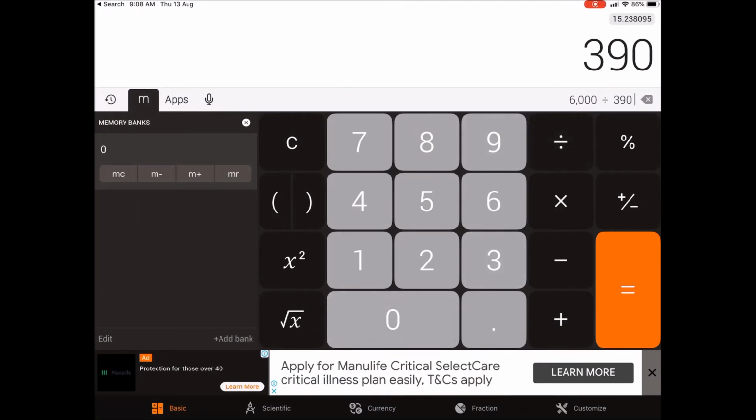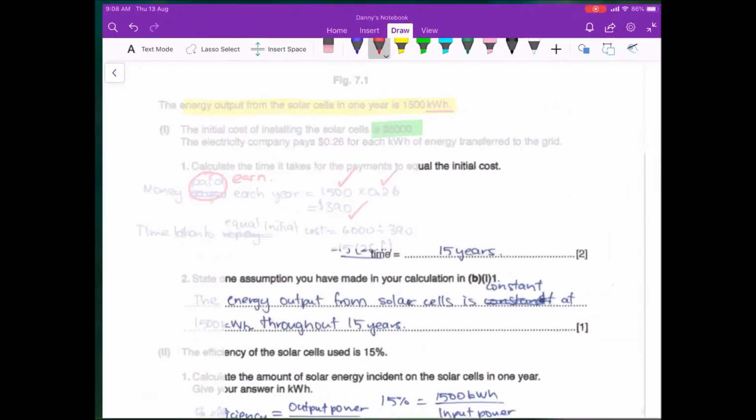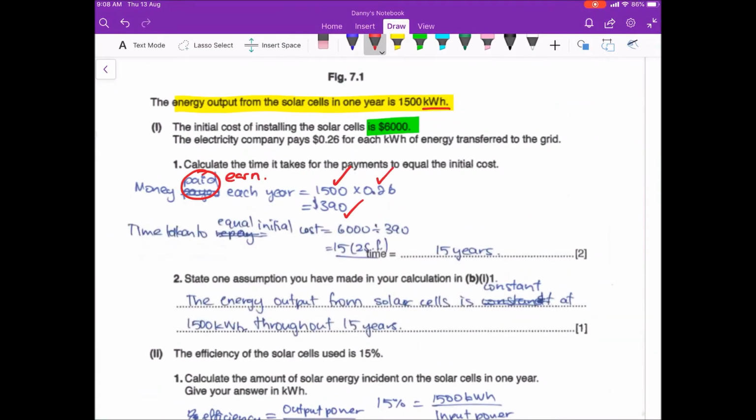6,000 divided by 390, it will take 15.4 years. So in order to cover the cost, you need 15.4 years, meaning that you need at least 16 years to cover the cost. Okay, so this time around, it also checks whether the student is sensible enough to actually round it up rather than round it down.